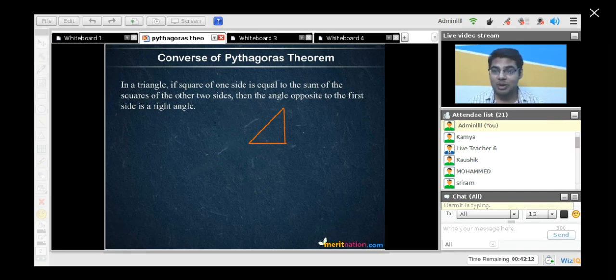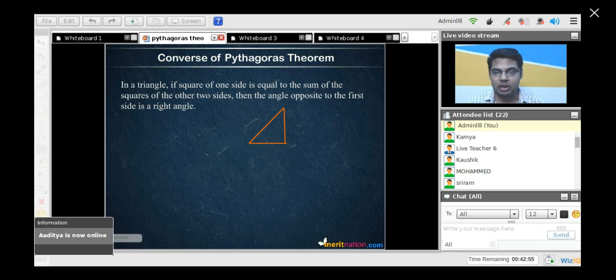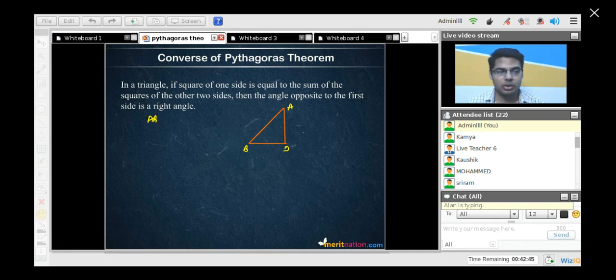So let us now come back to the class, to the converse of Pythagoras theorem. So all of you know the converse, all of you can predict the converse as well. So in a triangle, if square of one side is equal to the sum of the squares of the other two sides, it is already given. Yes, Kiran, absolutely. So what is the construction? So ABD, right? Or ABC, let us try to say it as ABC, fine?